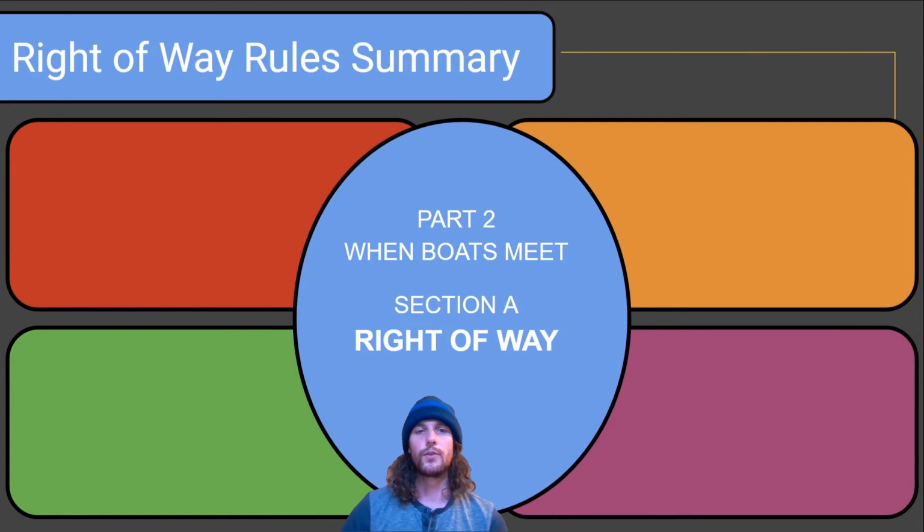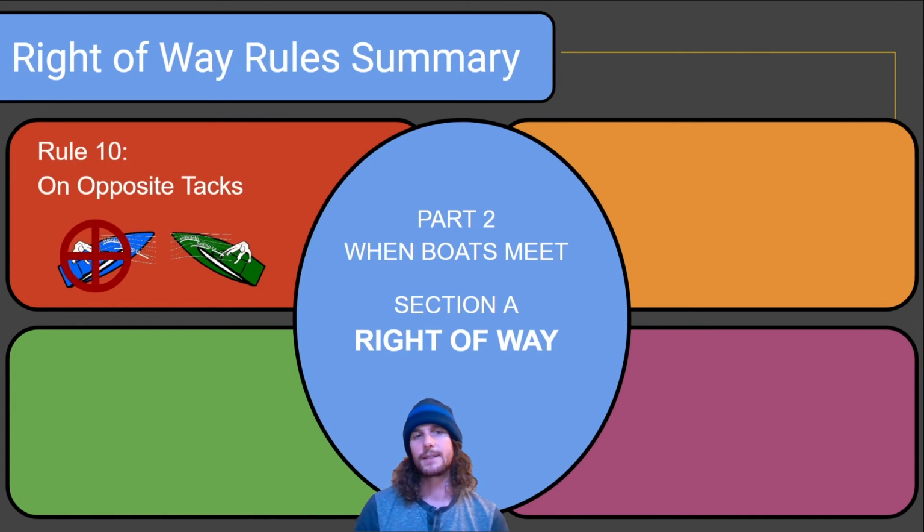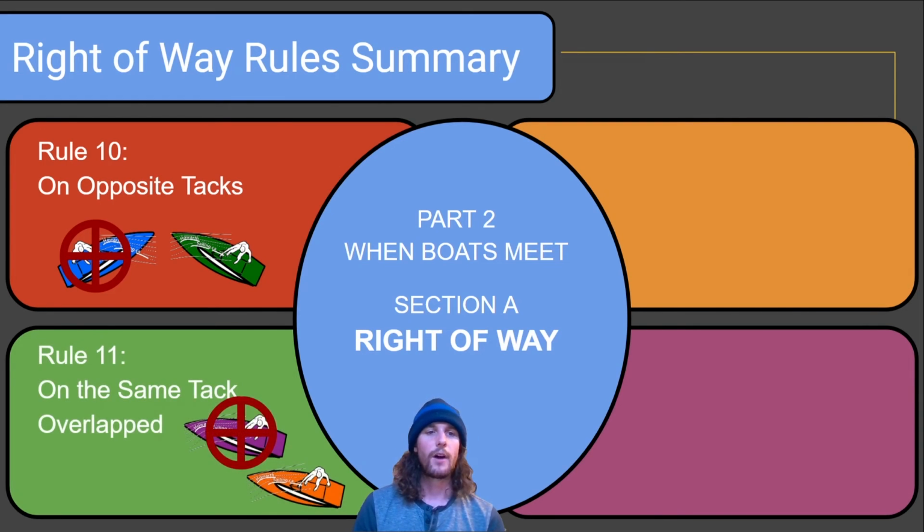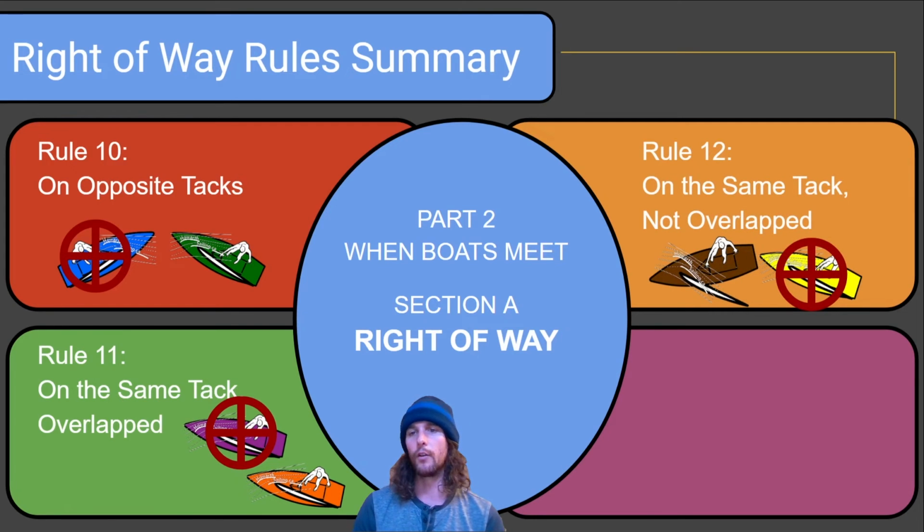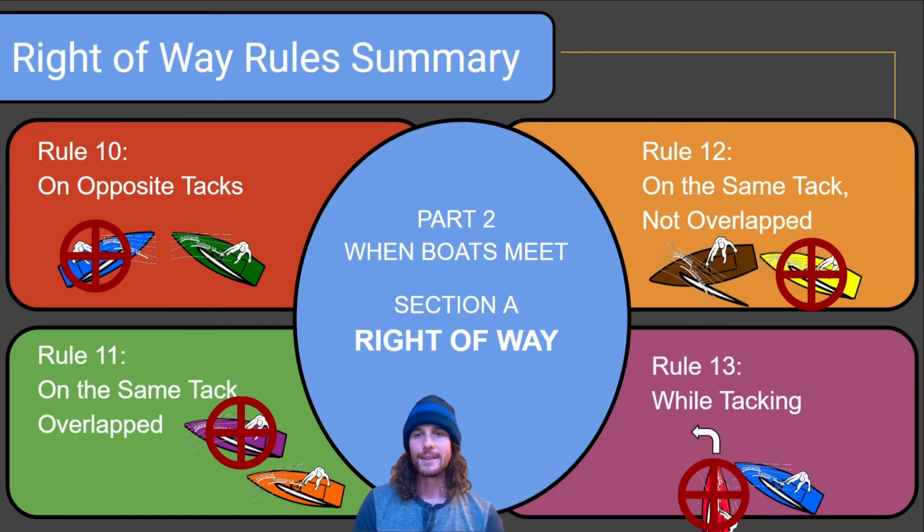So here's a summary of those four rules. We have on opposite tacks, where the blue boat on port keeps clear of the green boat on starboard. We have on the same tack overlapped, where the purple boat to windward keeps clear of the orange boat to leeward. We have on the same tack not overlapped, where the yellow boat, who's clear astern, keeps clear of the brown boat, who's clear ahead. And we have while tacking, where the red boat, who is passing head to wind, must keep clear and must not make the blue boat sail above her close-hauled course.